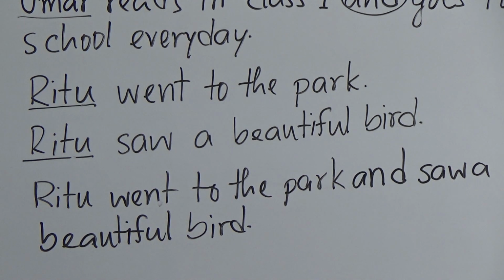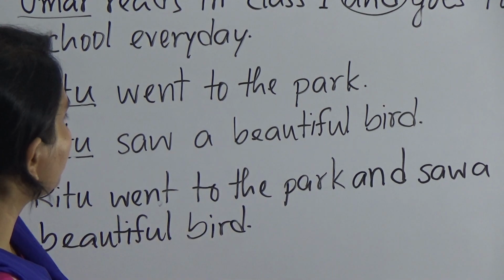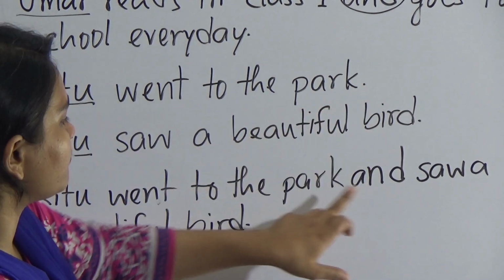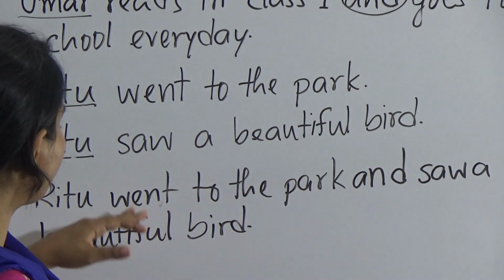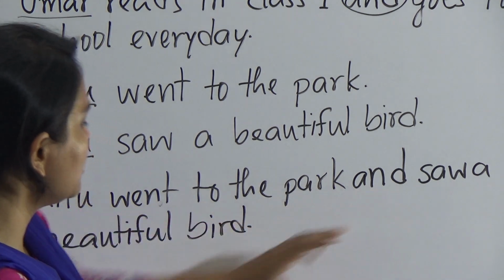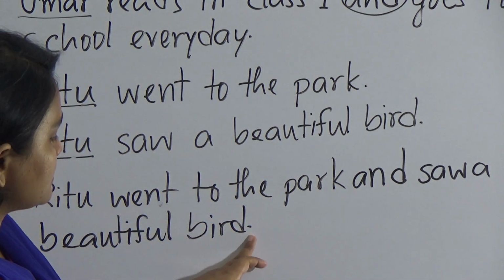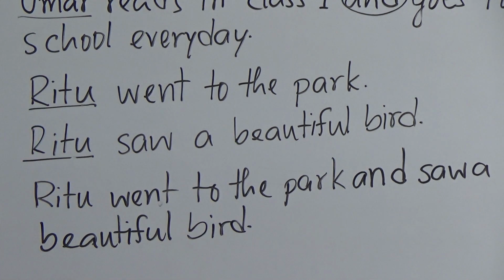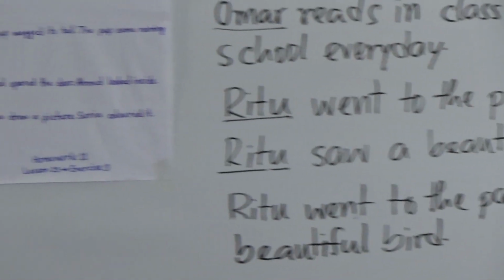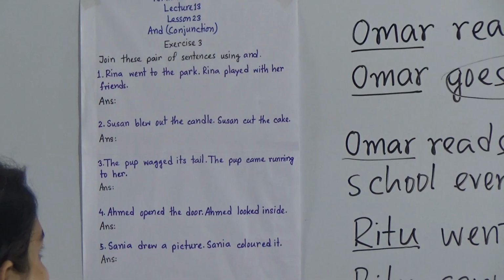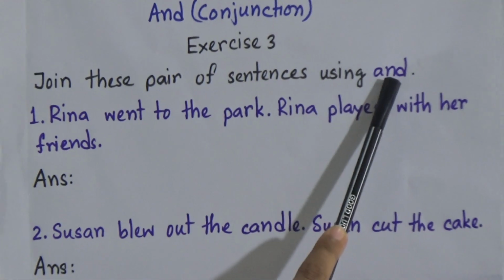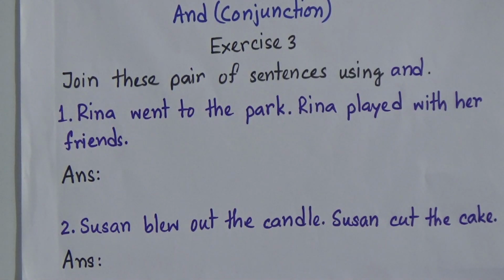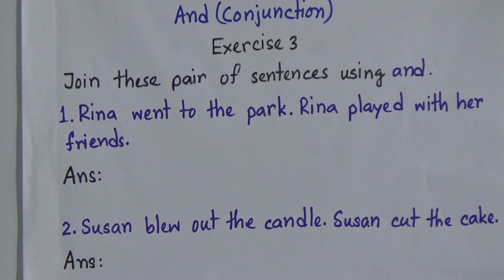And remember, when you join the sentences, you will not give this full stop here. We will not use the full stop of the first sentence here. After joining the sentences, we will give one full stop at the end of the sentence. Remember it. So now we will do exercise number 3 from this lesson. So let's start our exercise. Join this pair of sentences using and. You can open your book, lesson 23, page number 73.